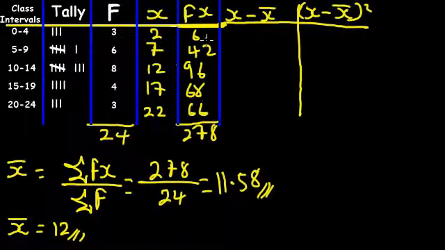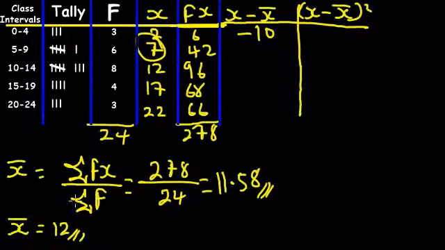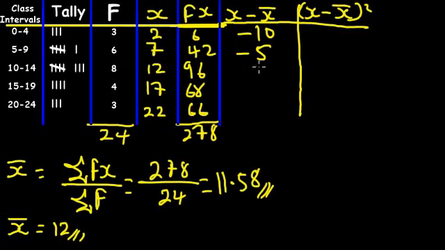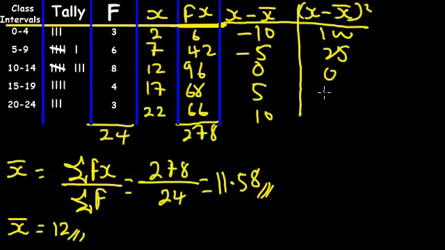You understand? Perfect. So 2 minus 12 gives us minus 10. 7 minus 12 gives us minus 5. 12 minus 12 gives us 0. 17 minus 12 gives us 5. And 22 minus 12 gives us 10. Now we need to square them. 10 squared is 100. Negative 5 squared is 25. 0 squared is 0. 5 squared is 25. 10 squared is still 100.